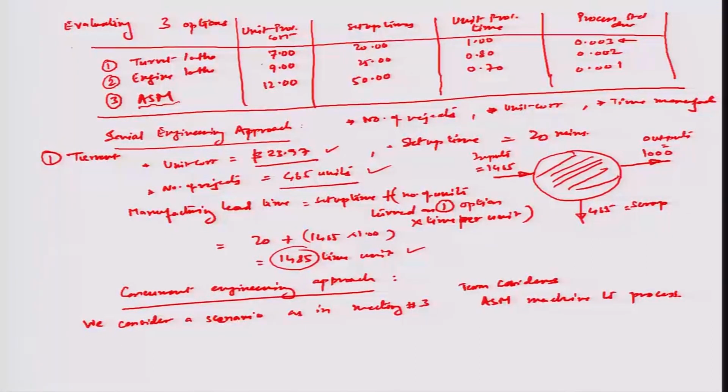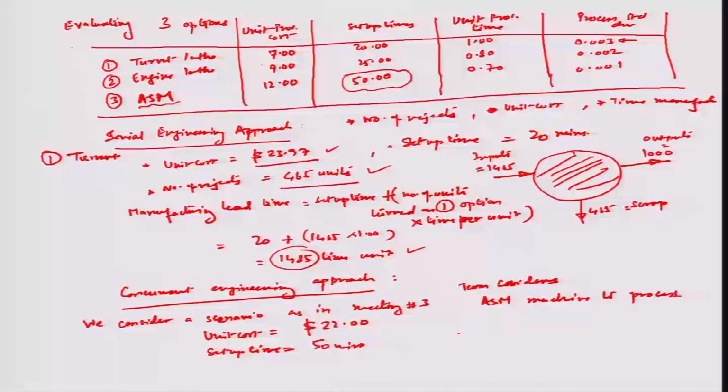At a much more accurate level, okay. So, here in this case, as you may recall, the unit cost came out to be close to $22 again, and the setup time, particularly if you consider the ASM, comes to about 50 time units or 50 minutes, okay. And similarly, if I look at the number of rejects in this particular case, the number of rejects were 0, that is how it turned up.